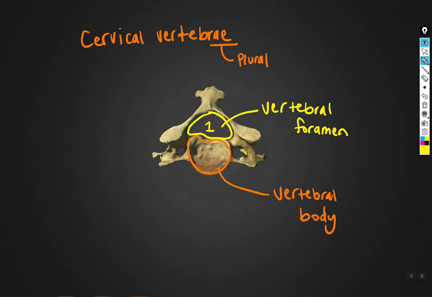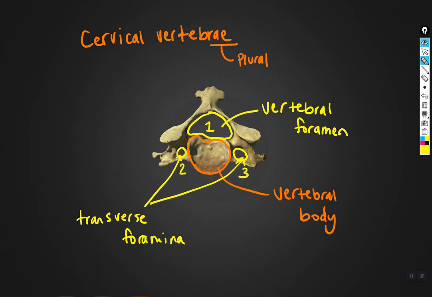There's also two more. So these are the transverse foramina. That's because they're in a thing called the transverse process, which is the bone that encloses them, and therefore in the transverse plane. So that gives us hole number 2 and 3.